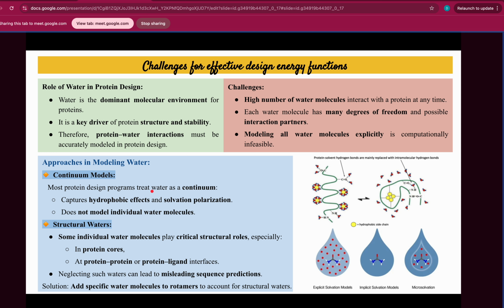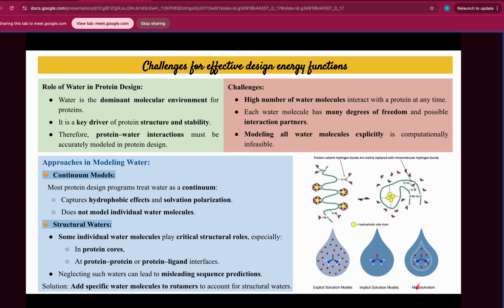Most protein design programs treat water as a continuum, capturing the hydrophobic effects and solvation polarization, and do not model individual water molecules. But the problem arises if some individual water molecules play a critical structural role, especially in the protein cores or at protein or protein-ligand interfaces. These are the sites where individual water molecules can play some role. In that case, if we model it as a continuum, then we will not be able to capture that interaction.